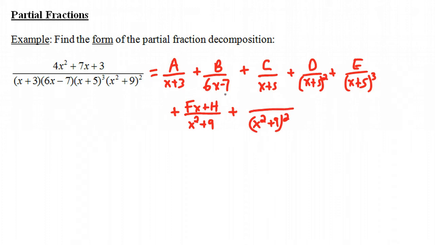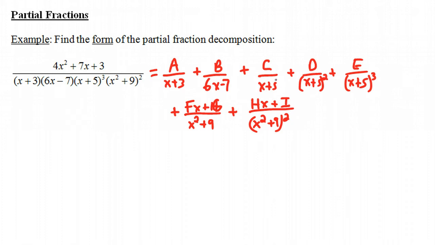And let's see, A, B, C, D, E, F. Oh, I guess I should have put G. This would be Hx plus I. Okay, A, B, C, D, E, F, G, H, I. Okay. All right, so that is the form of the partial fraction decomposition. Now, to actually find these numbers, A, B, C, D, E, F, G, H, I, it would take some work, but this is the form of the partial fraction decomposition.